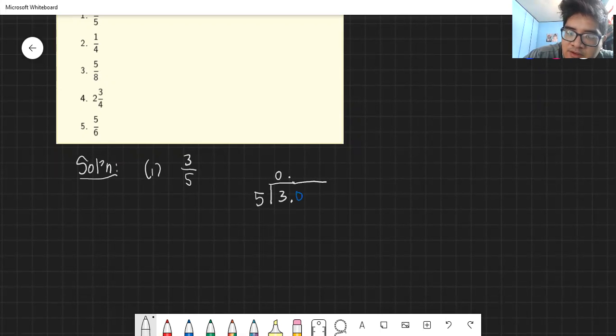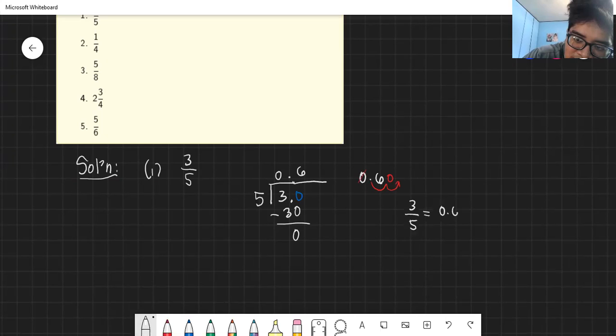Ngayon, pwede na yan. 30 divided by 5 is 6. 6 multiplied by 5 is 30. Subtract, 0. So, 0.6. 0.6 ang meron ka. And then the next step is to move the decimal point 2 places to the right. So, mawawala na yung 0 na to. So, mangyayari, 3/5 is just equal to 0.6 and just equal to 60 and add the percent symbol. And ganun lang yun. That's pretty much it, guys.